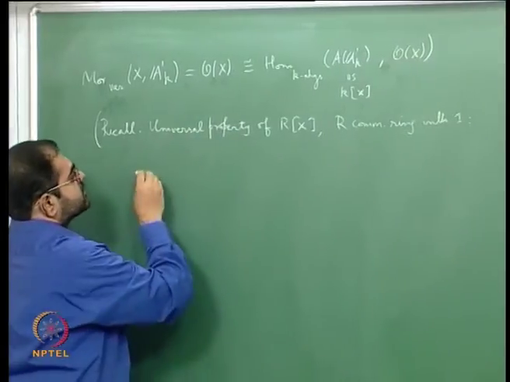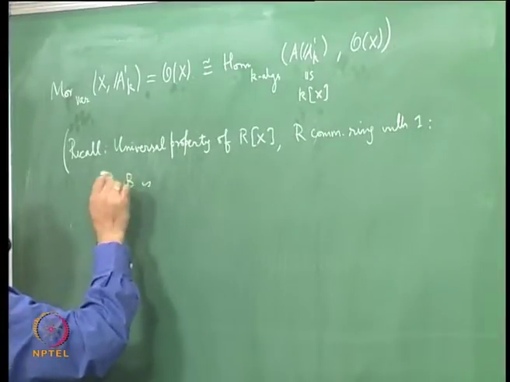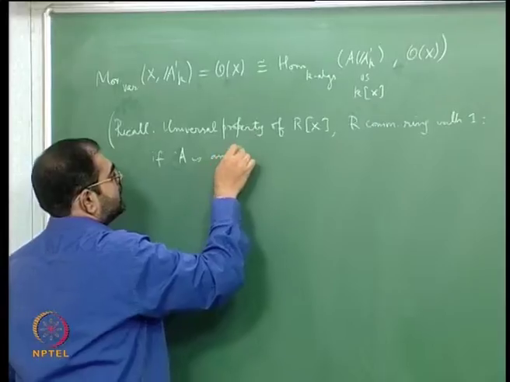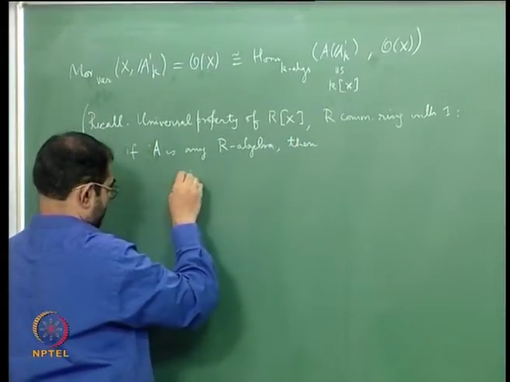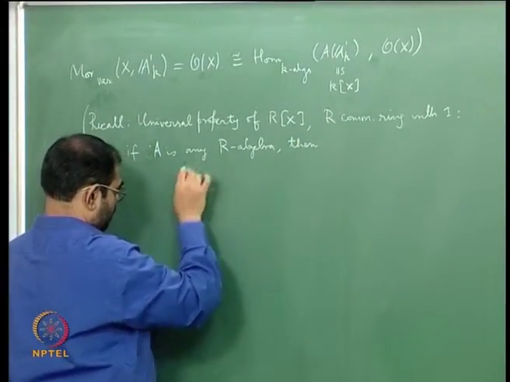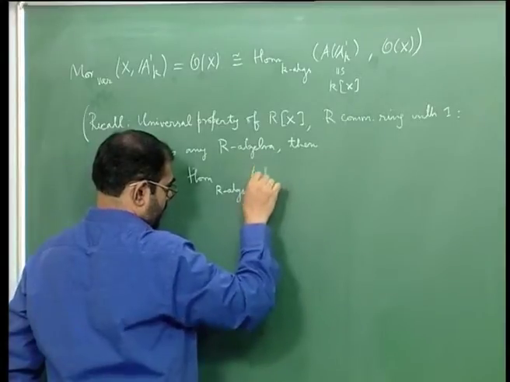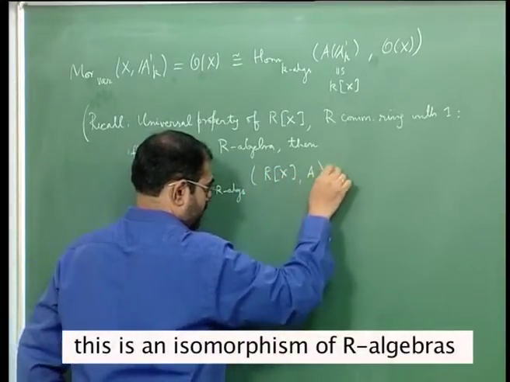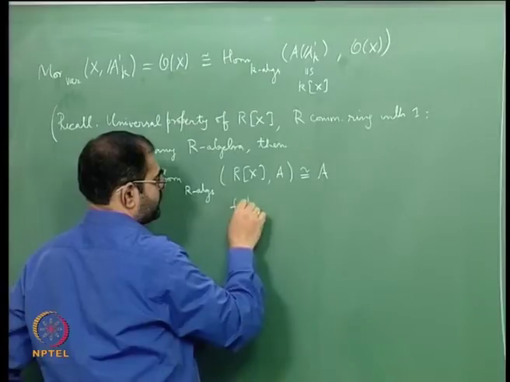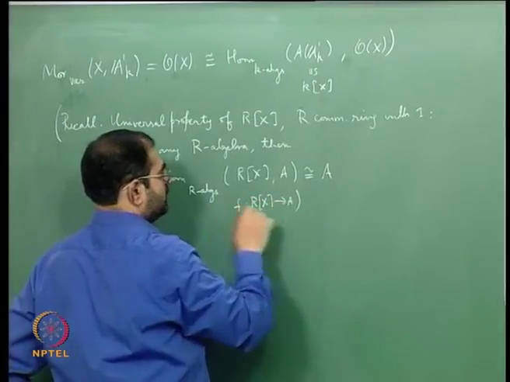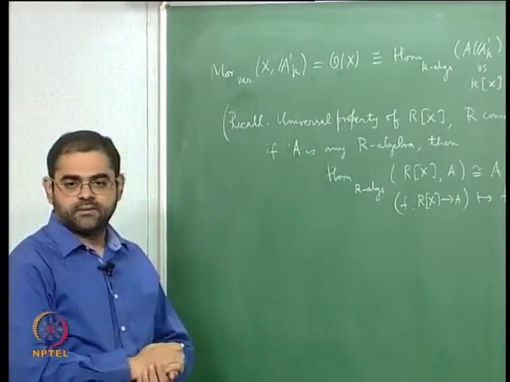What is the universal property? The universal property is that if A is any R algebra, then Hom of R algebras from R[x] to A can be identified with A by simply sending a map F from R[x] to A to the element F(x) of A, because it is a substitution, right.